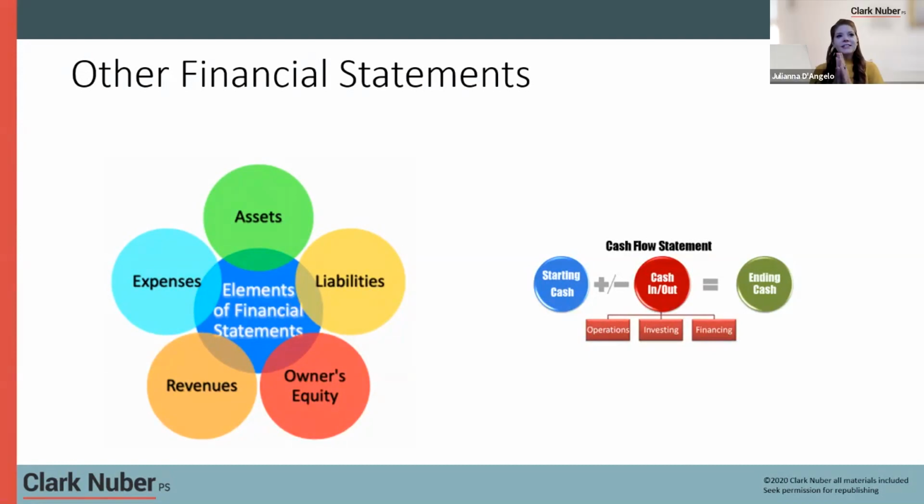Thank you. Sorry, I just had to turn a few things on. Okay, so to continue our discussion on financial statements, we're going to do a brief overview of the remaining two financial statements that aren't as frequently used but are important when you're trying to understand what's happening throughout the year.